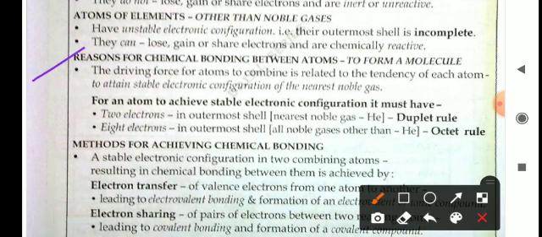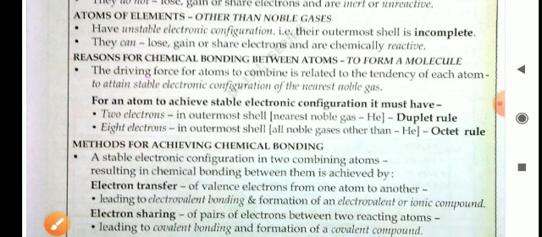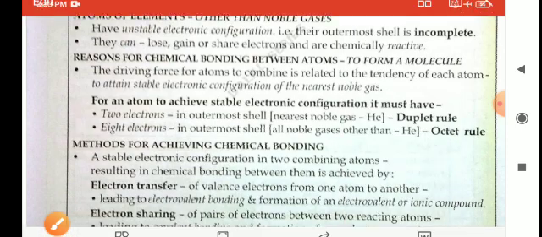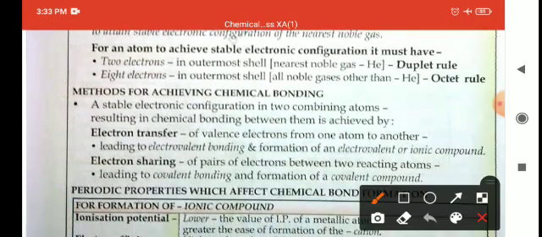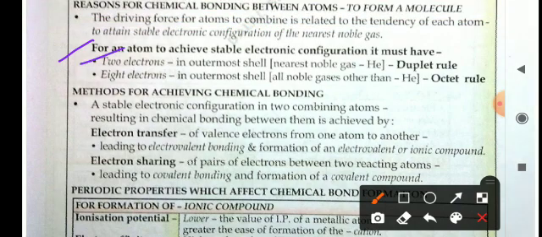Reason for chemical bonding: the driving force for atoms to combine is related to the tendency of each atom to attain the stable electronic configuration of the nearest noble gas. So atoms share or transfer their electrons to achieve the nearest noble gas electronic configuration. For an atom to achieve a stable configuration, it must have 2 electrons in its outermost shell, the duplet rule, or 8 electrons, which is known as the octet rule.